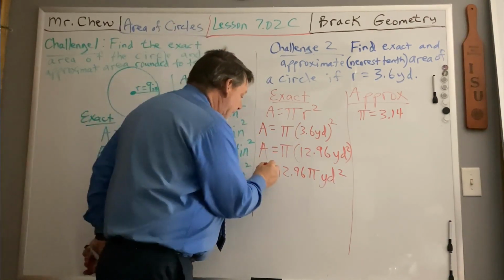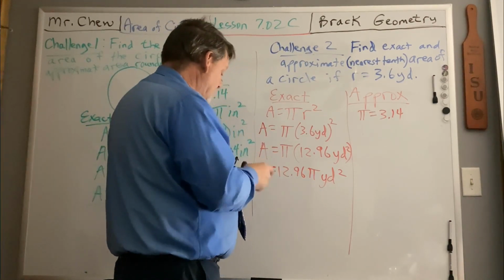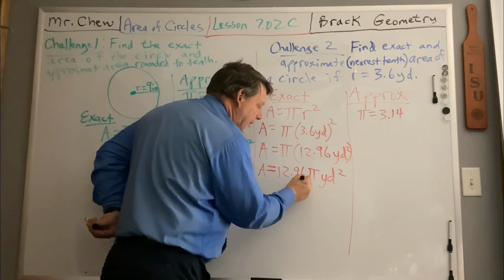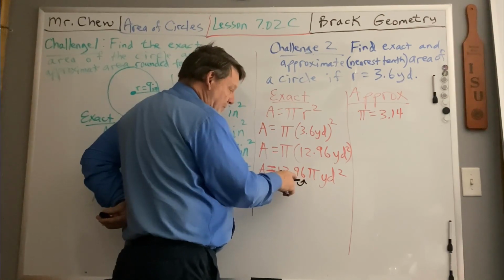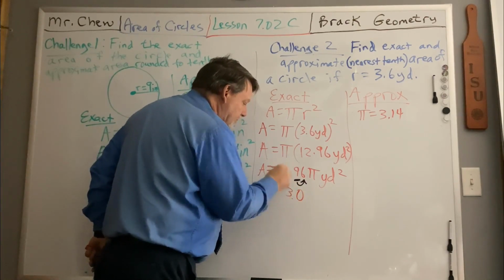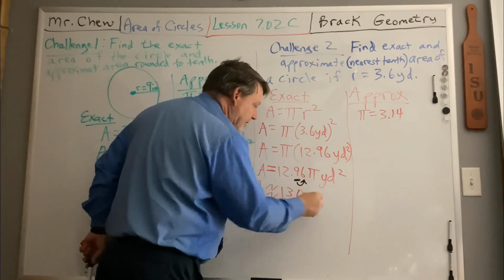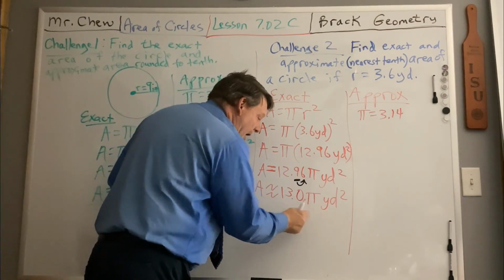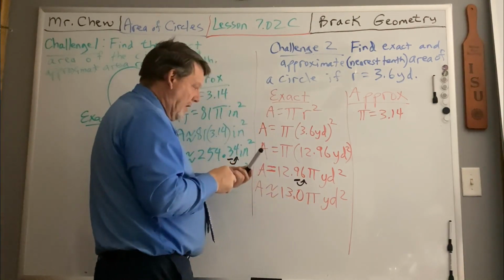Now this is an exact amount. Now I can round this, but then it's no longer exact, even though it's going to be shown in terms of pi. Is the 6 5 or greater? Yes. So this bumps up to a 0, and this bumps to a 3, but I have to put these two symbols here. And this tells me that yes, it's exact because it's got the pi in it. And this is 13.0 pi yards squared.